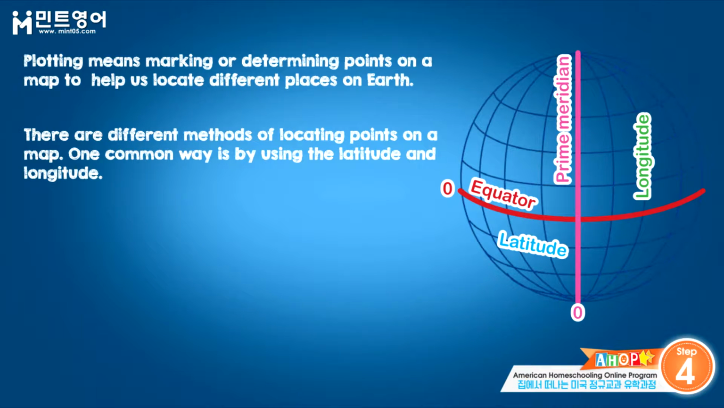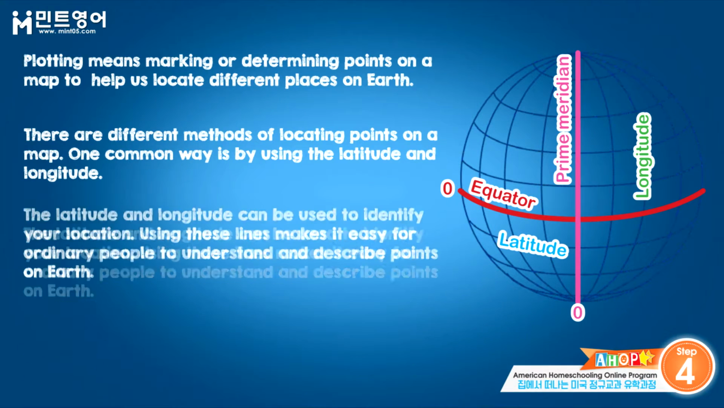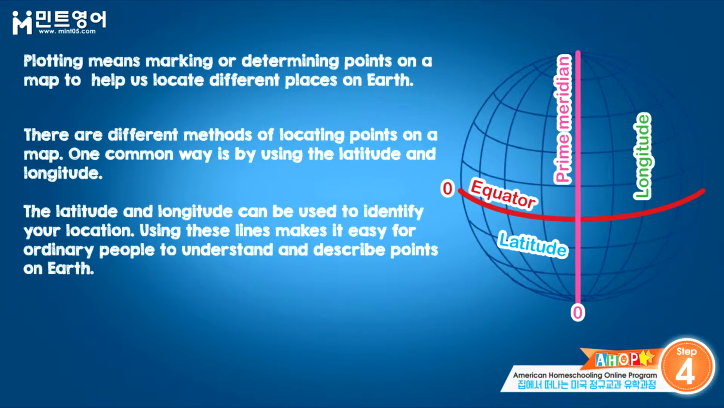There are different methods of locating points on a map. 지도에서 점을 찾는 방법은 여러 가지가 있다고 하는데요. One common way is by using the latitude and longitude. 일반적인 방법은 위도와 경도를 사용하는 것입니다. The latitude and longitude can be used to identify your location. 위도 및 경도를 사용하여 위치를 구분할 수 있습니다.